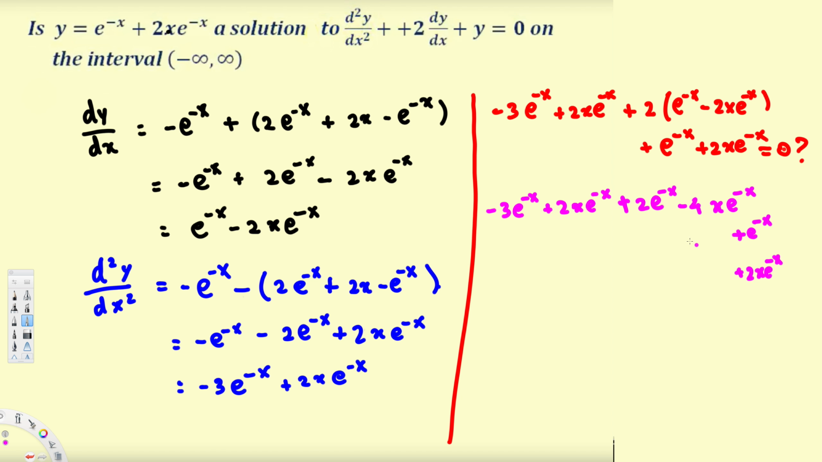Now let's cancel all we can cancel. So this cancels with this. This and this cancel with this one, because 2 to 4 and this negative 4, right? And here we have plus 3: 2 plus 1, 3, negative 3. So this is definitely equal to 0. So we are getting 0 equal to 0. So this function is a solution for this differential equation.